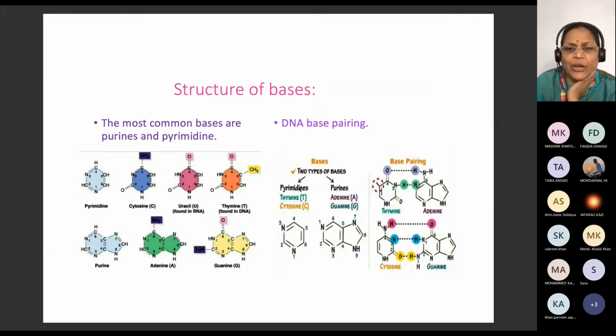So now bases. Two types of bases we have, pyrimidines and purines. So these are thymine, adenine, cytosine, guanine. Under pyrimidines, we can have CUT: cytosine, uracil, and thymine, 3 types. Under purine, we have adenine and guanine. Only 2 bases are there for purine bases, and 3 bases under pyrimidine bases.